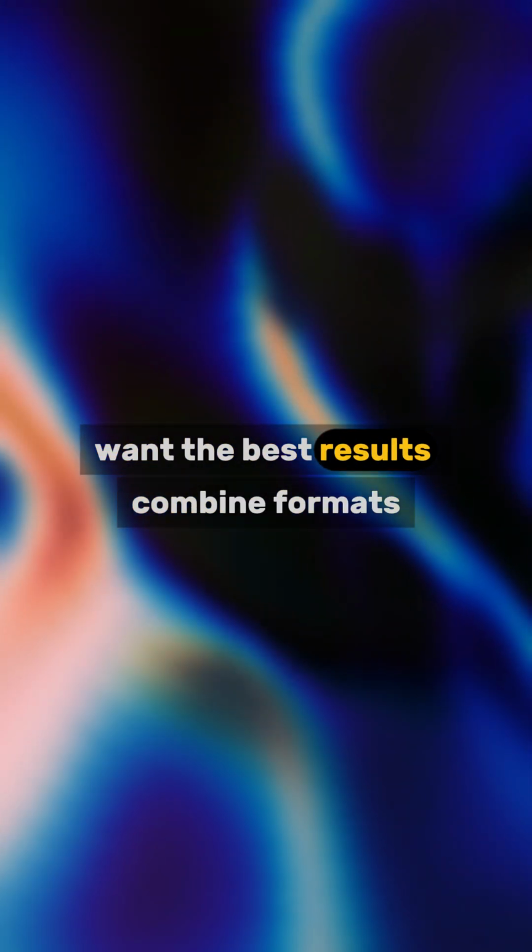Want the best results? Combine formats. Start with a question: "Can you explain the main points of this?" Then follow up with a task: "Now turn that into a study guide with bullet points and quiz me after." AI is only as smart as your prompt. So experiment, mix it up, and see what works best for your brain.